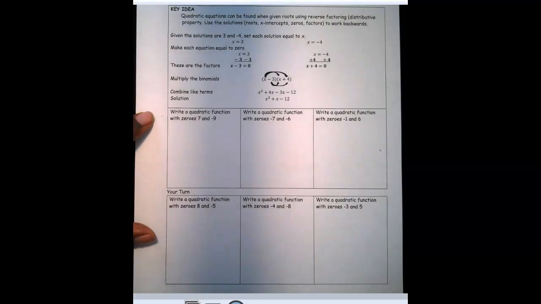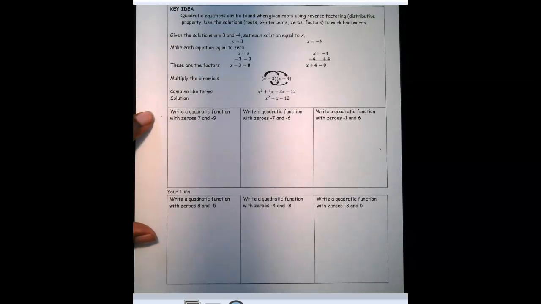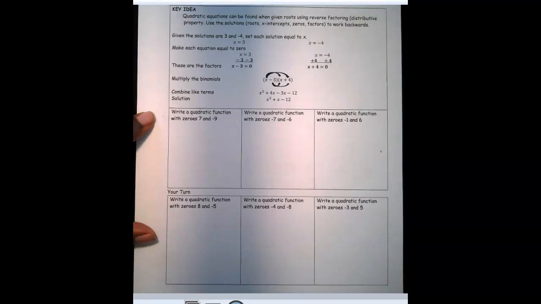Hello, today we are going to look at writing a quadratic function from its zeros. So all the way up to this point we have been looking for the zeros. We've used the quadratic formula, square roots, the zero product property, and factoring to find the zeros. Now what happens when you're given the zeros and you're asked to work backwards? Well, that's what we're going to do today.